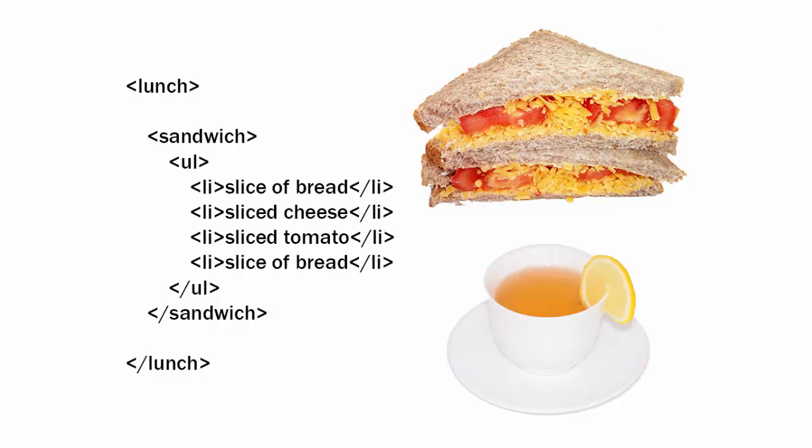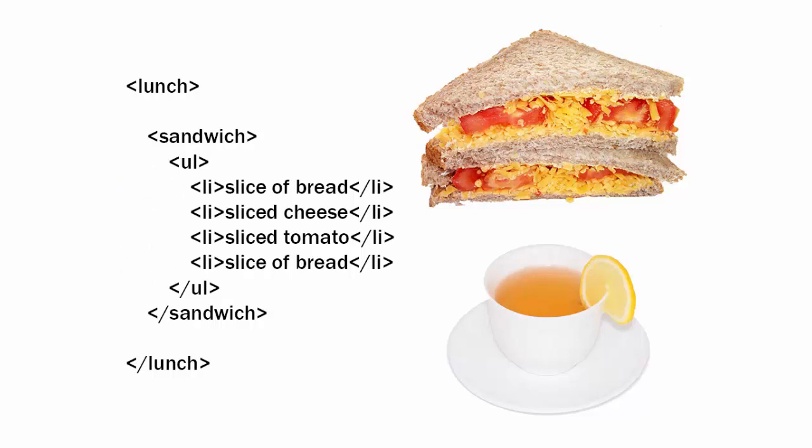You can see each item is preceded by an opening list item tag and followed by a closing list item tag individually. We have specified 2 slices of bread because a sandwich is made with 2 slices. HTML works in a linear structure.